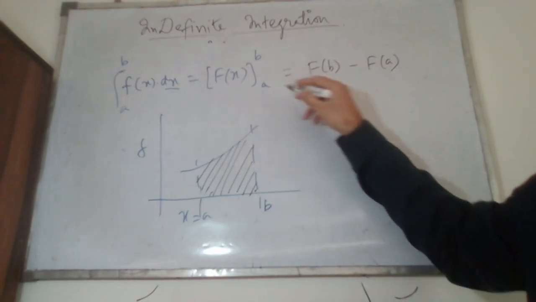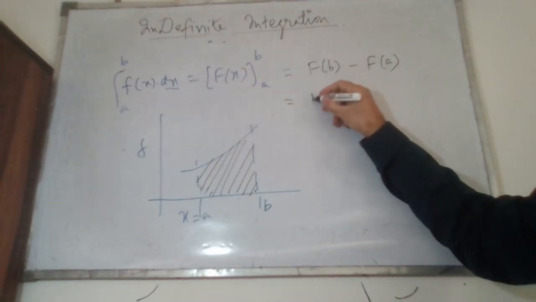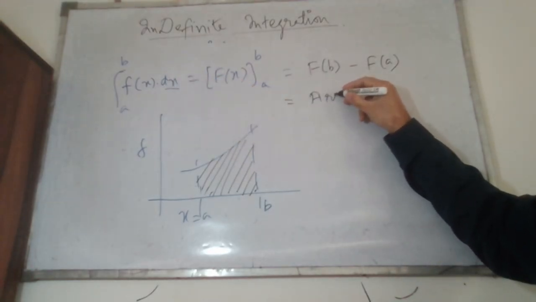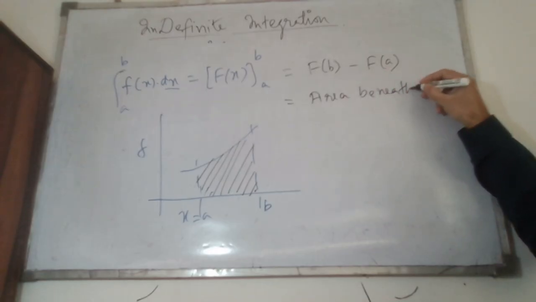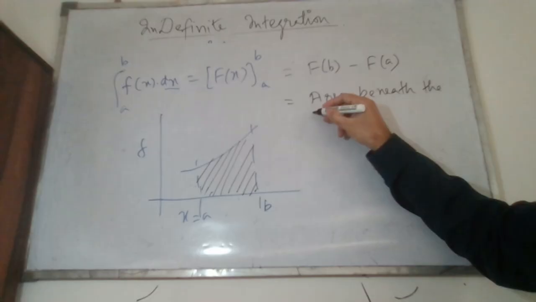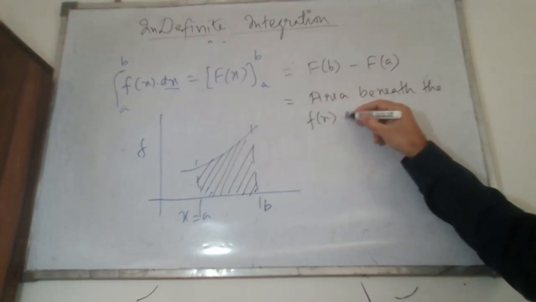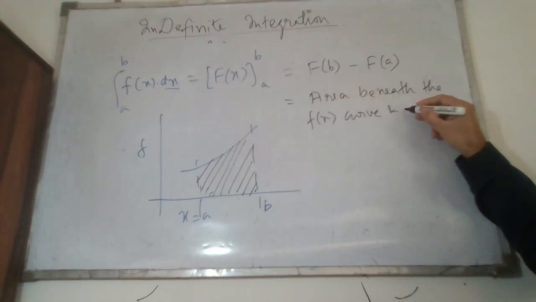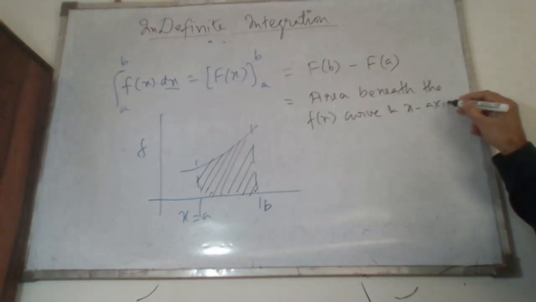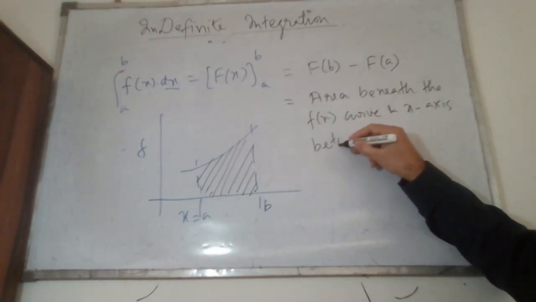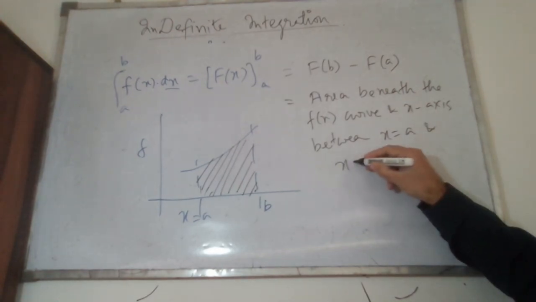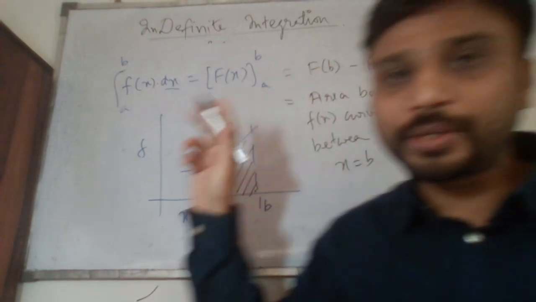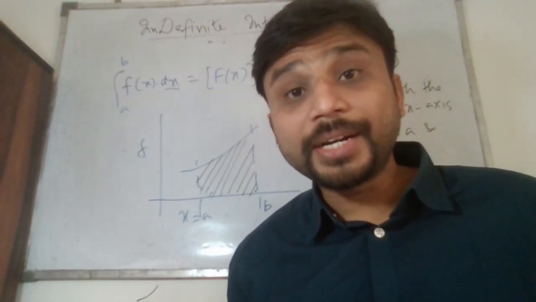So this definite integration is basically finding the area beneath the f(x) curve and the x-axis between x equal to a and x equal to b. Let me explain what I meant by saying that.